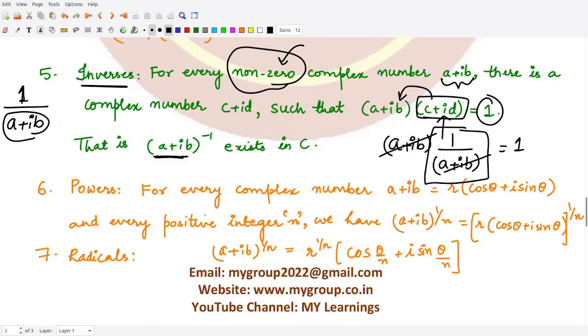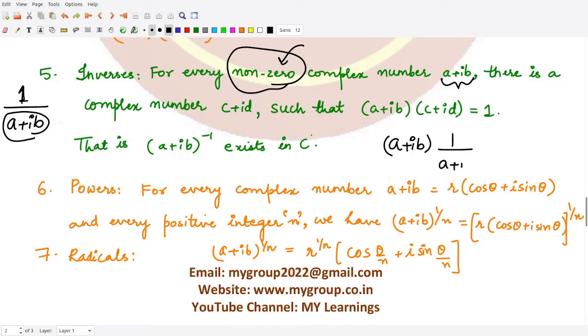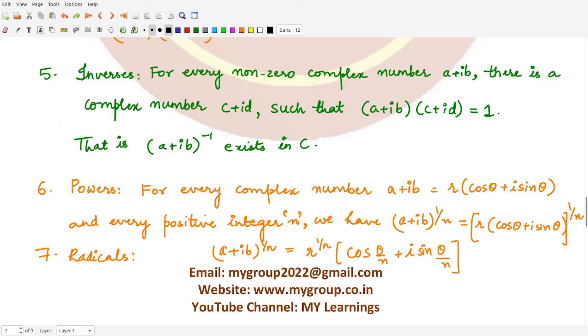So the inverses exist in complex numbers, right? This is what this property says, and we can calculate it. The method of how you are going to find the inverse is not discussed here. We'll be discussing it later on in the course. In fact, in groups we are just talking about closure, associativity, finding the identity element, and finding the inverse. So this is one of the properties of groups that you will be studying later, right?